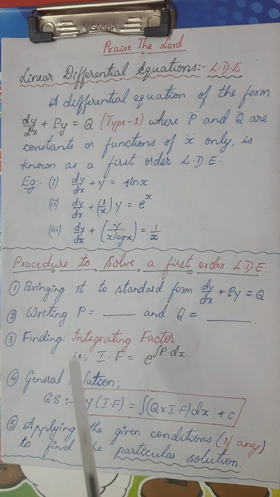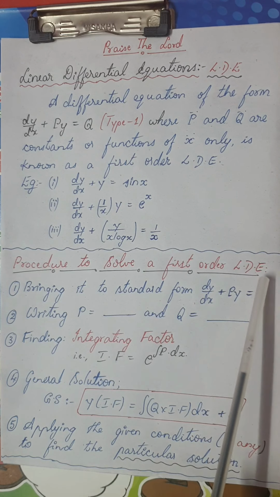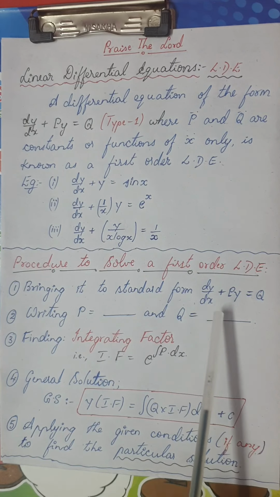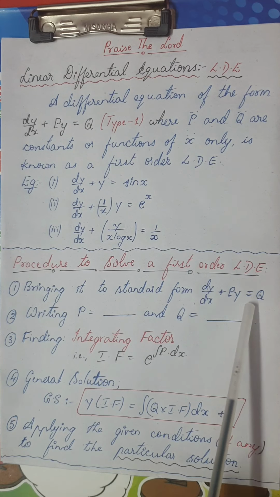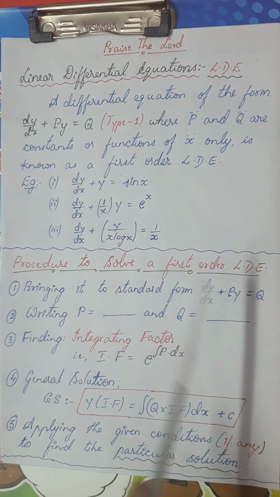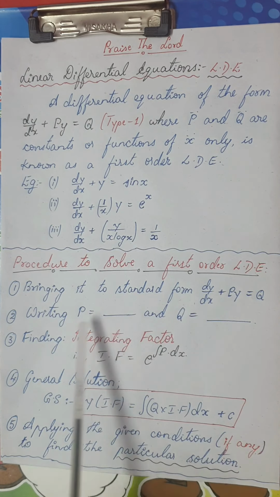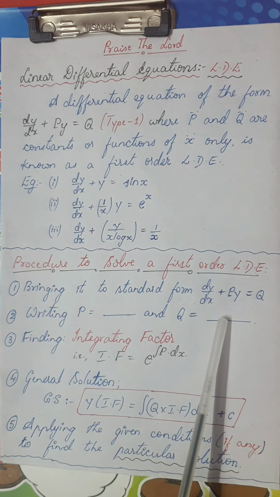Now going to the procedure to solve the first order LDE. The first step is bringing the given equation into standard form. Sometimes the equation given to solve would not be in standard form, so you have to bring it into the standard form. Remember, the standard form of an LDE is dy by dx plus py is equal to q. I'm speaking about type 1 only. Once your standard form is ready, write down what p and q are. Sometimes they would be constants, sometimes they would be functions of x.